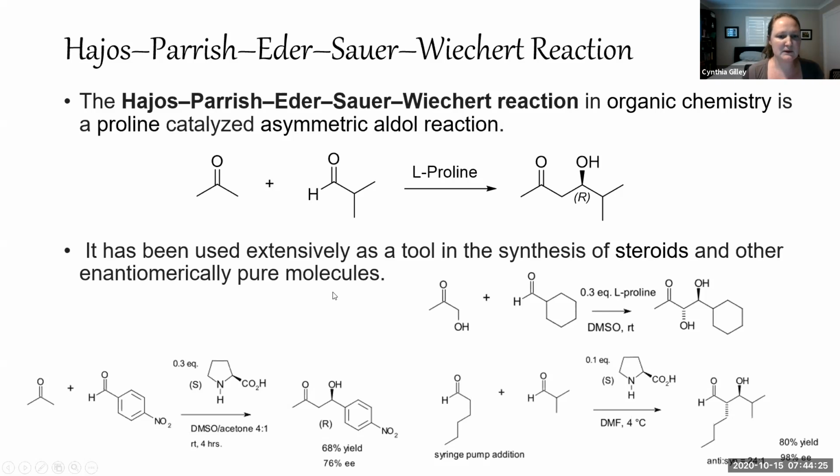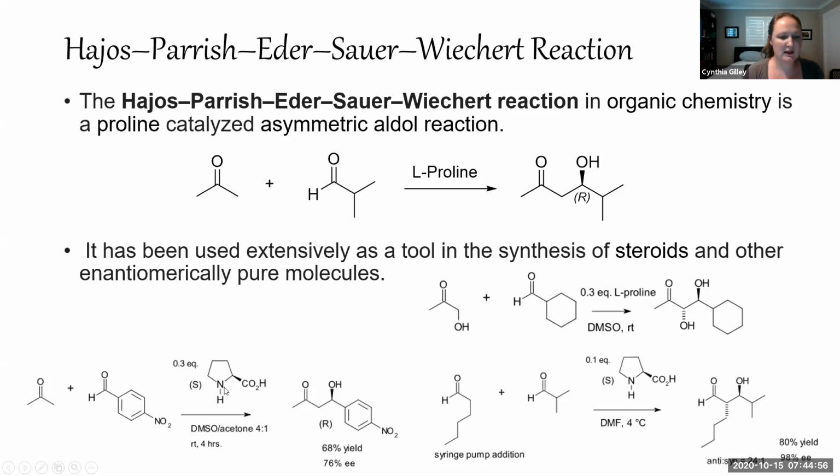Because it's been used extensively in the organic chemistry literature as a tool in the synthesis of various steroids and other enantiomerically pure molecules. So we can see that in this case, they're using acetone, just like in the reaction highlighted in the video this week. But instead of using isobutyraldehyde, they use a benzaldehyde derivative with a para-nitro group. And it's still L-proline catalyzed.